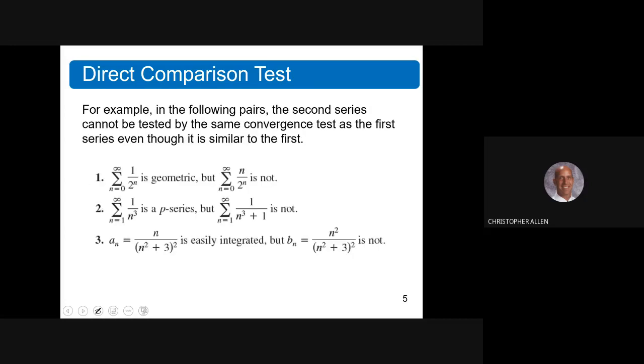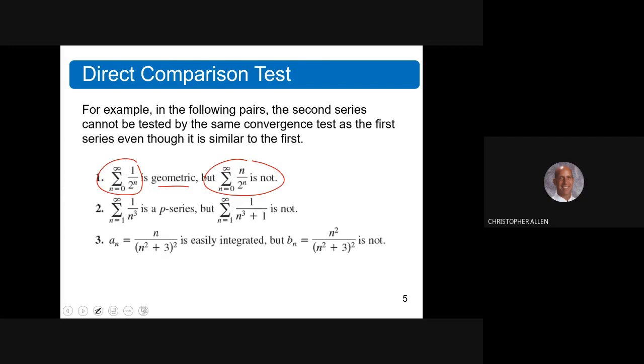So for example, if I asked you guys to determine the convergence or divergence of this, well, it's clearly geometric, so you could use the geometric series test to determine if it converges or diverges, and I think in this case, it converges, because r is less than 1. However, if I gave you this problem, you would not be able to use the geometric series test. If you did, it would be incorrect.